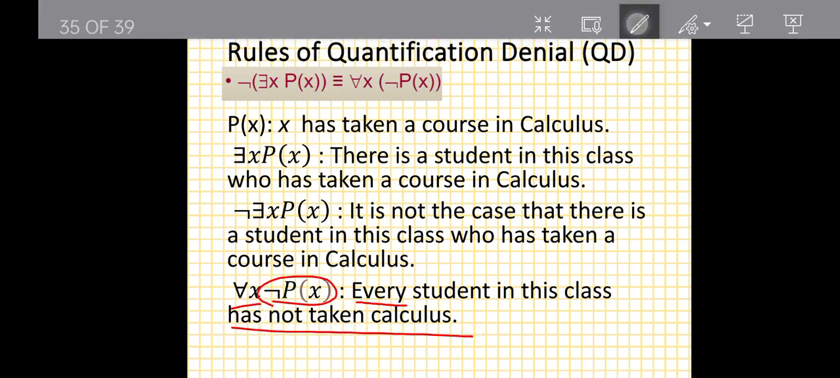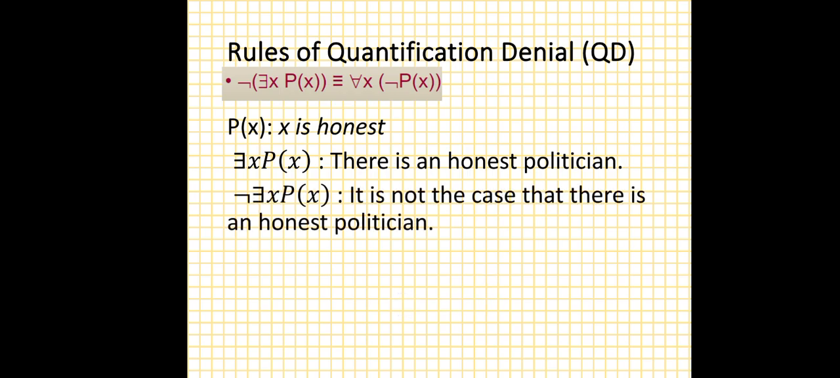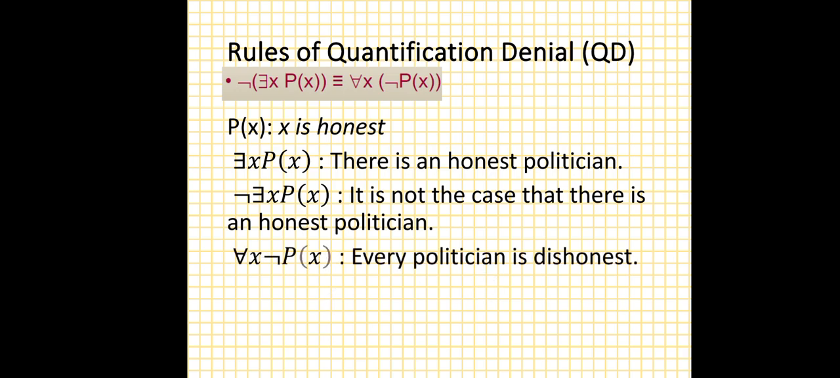Has not taken calculus. Another example, P of X: X is honest. There exists X, P of X, we have there is an honest politician. The negation is, it is not the case that there is an honest politician. What could be its translation or equivalent in for all X, negation of P of X? What do you think? Okay. So, for all X, negation of P of X is that every politician is dishonest. So we negate the word honest, so dishonest, and every for the universal.